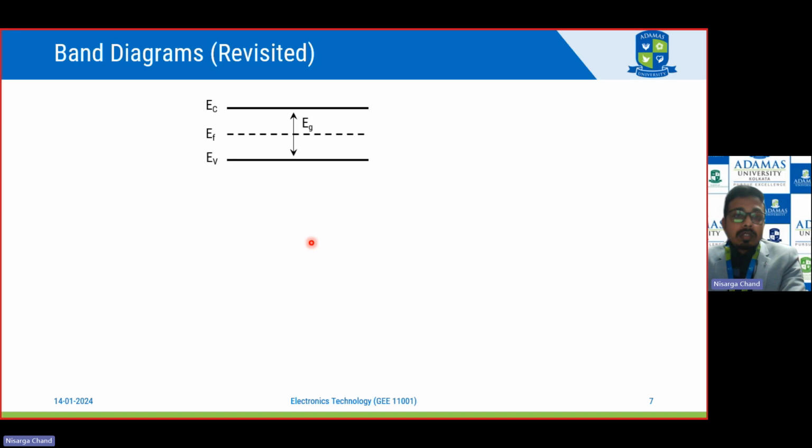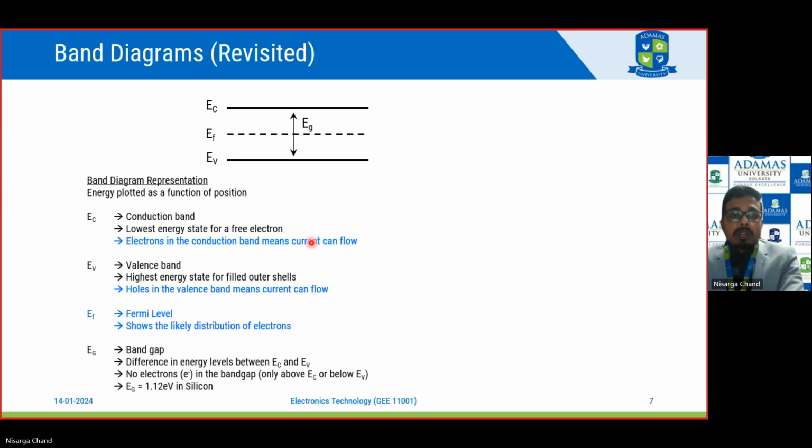And next, the band diagram. The band diagram revisited: the conduction band, you can see, is the lowest energy state for a free electron. So electrons in the conduction band means current can flow. Electrons in the conduction band will be treated like free charge carriers.